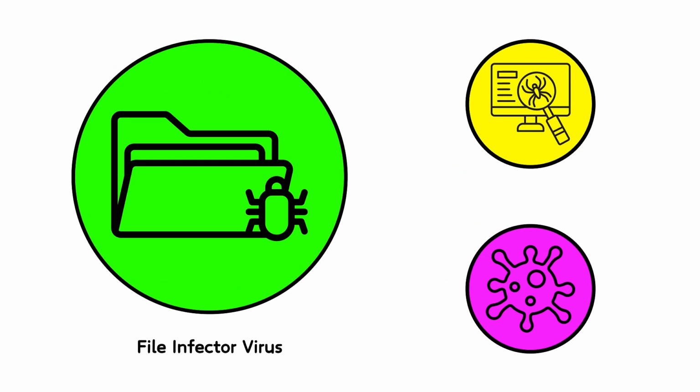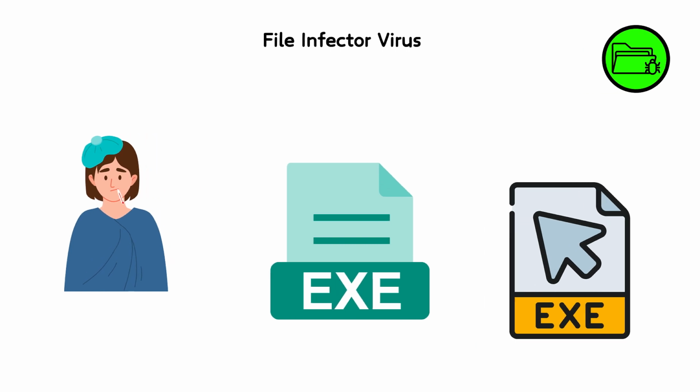File Infector Virus. File infector viruses are like the common cold of the computer world. They attach themselves to executable files. These are the files that launch your programs, such as .exe files on Windows. Imagine every time you run your favorite game or application, unknowingly, you also run a tiny hidden program that could harm your computer. That's exactly what a file infector does.